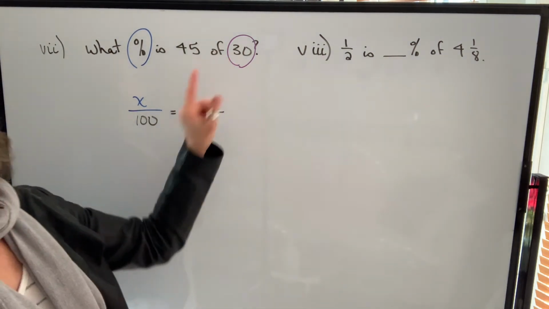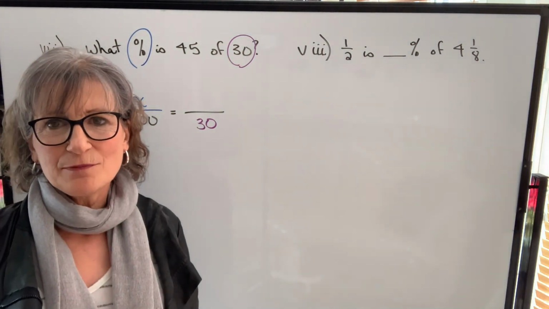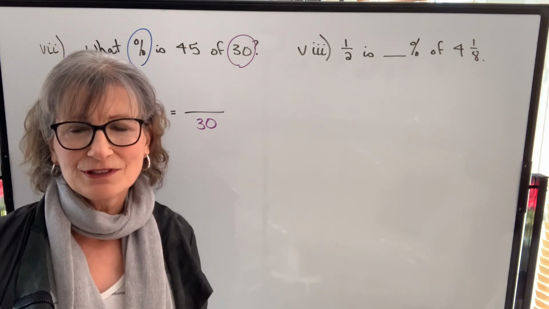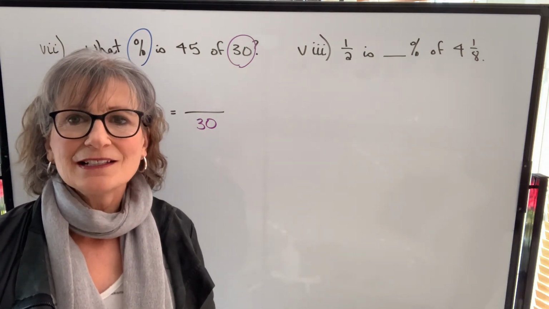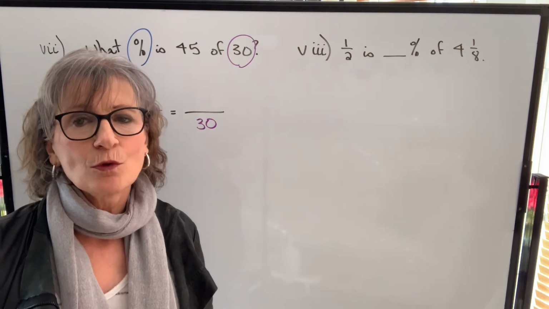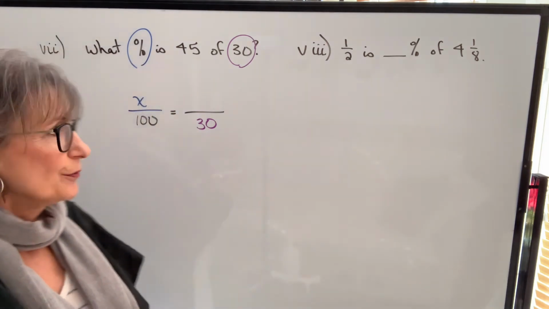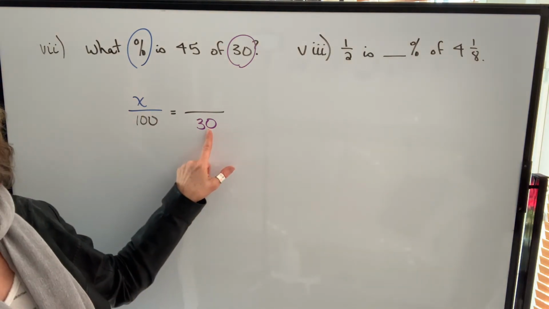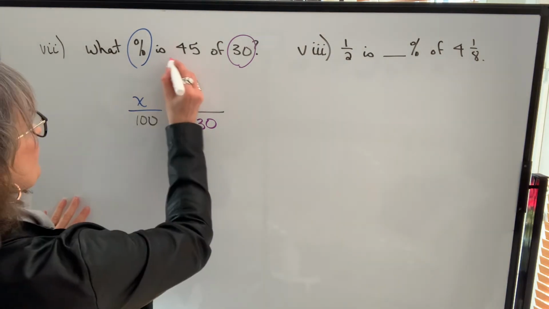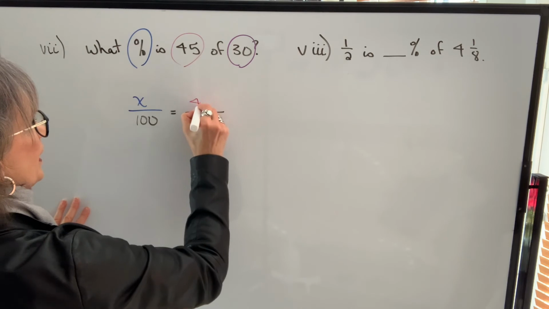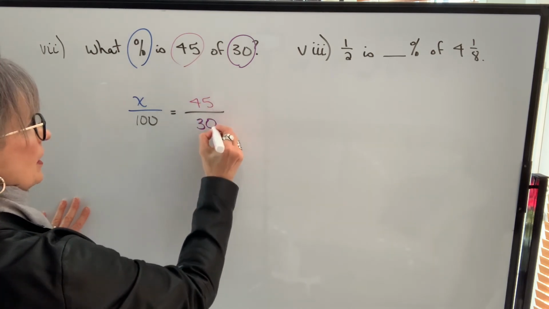Many people will make the mistake of putting 45 as the base because they think it has to be the larger amount. But you can have more than 100%. So pay attention to the way the question is worded. Don't always assume that the largest number goes in the denominator. 45 is our amount. So we're finding what percent 45 is out of 30.